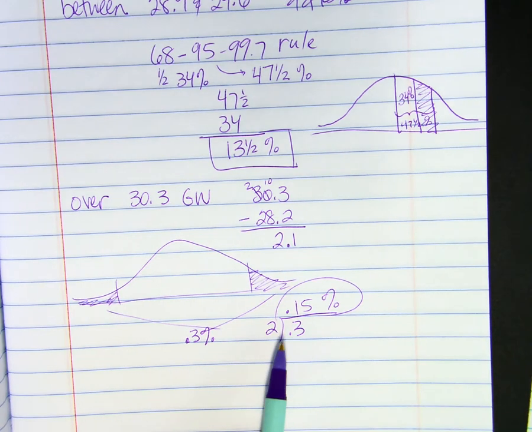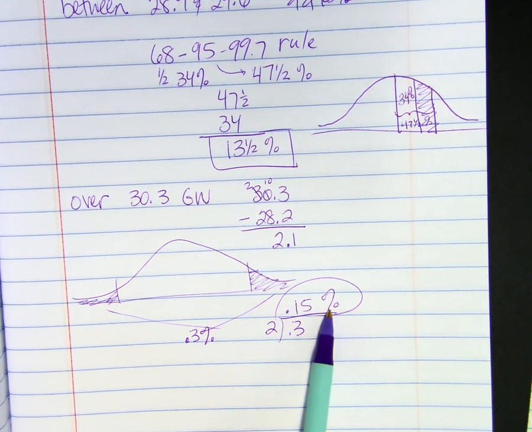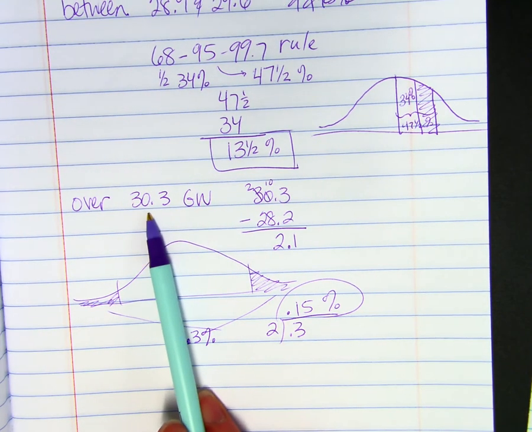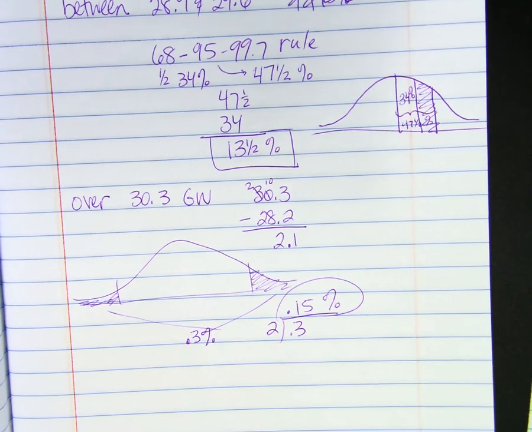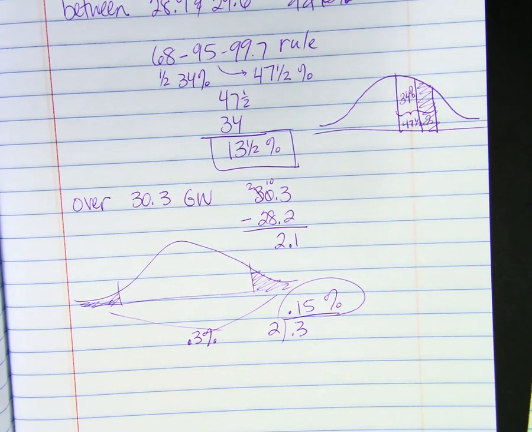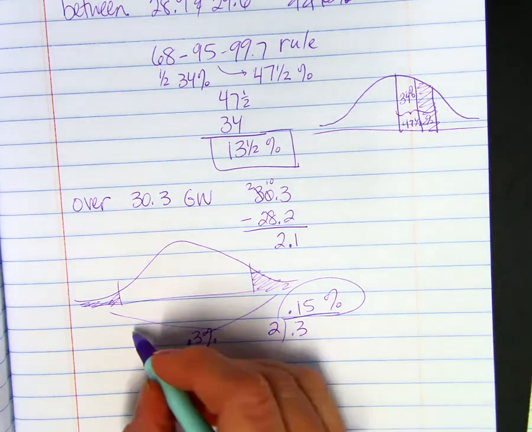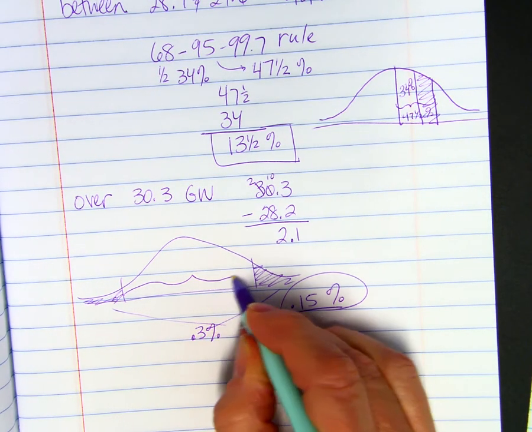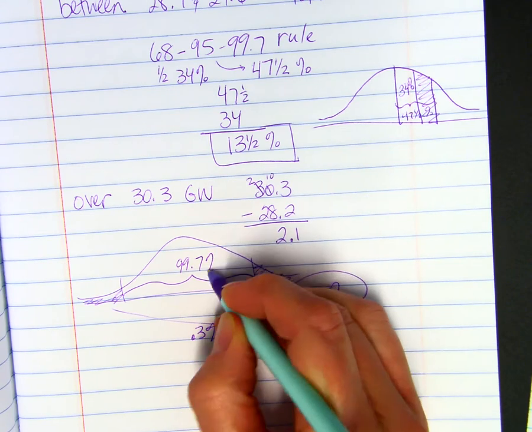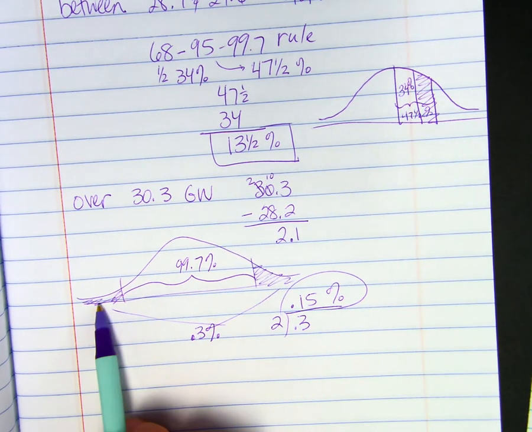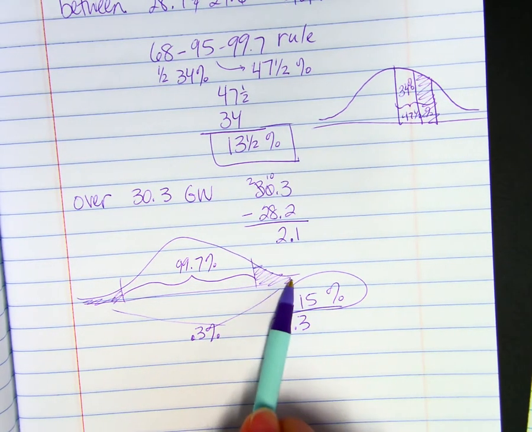And 0.15% would be above 30.3. Because 99.7% is here, so 0.3 is there, and we only want above, so it's half of it.